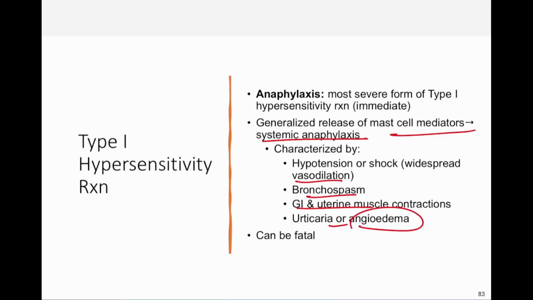Urticaria or angioedema, what's that? Swelling of the lips and the tongue is angioedema. Can be fatal if the airway is not protected. You're going to have problems breathing. You've got to protect that airway.